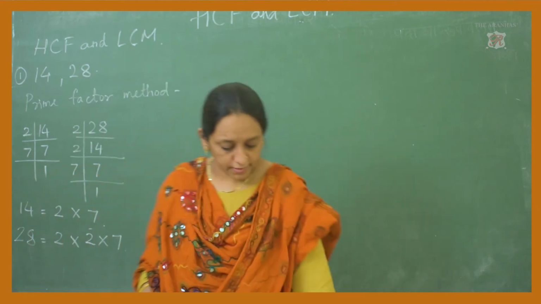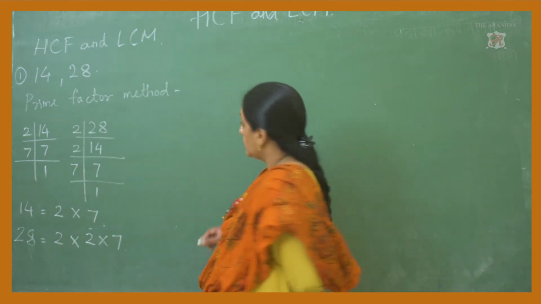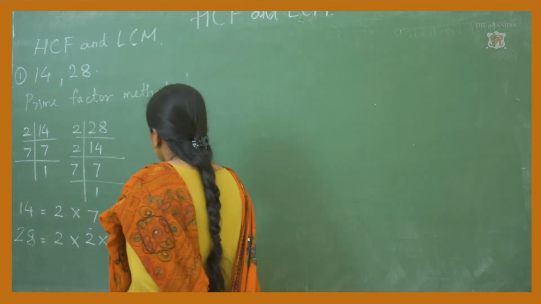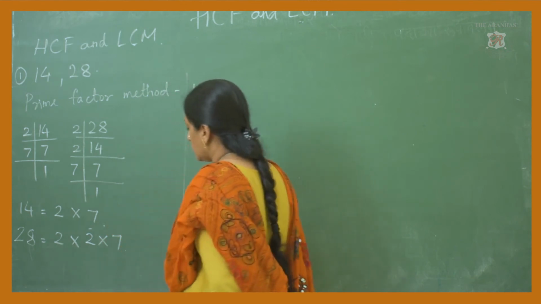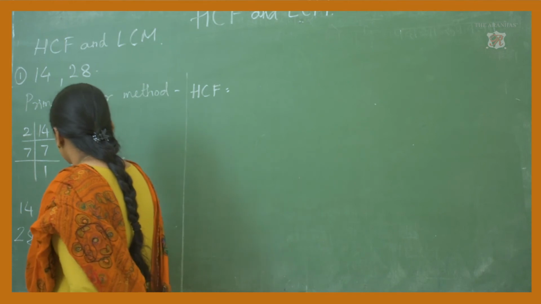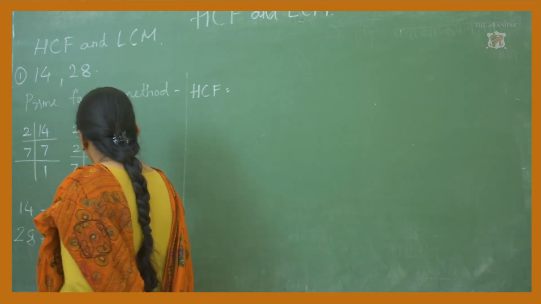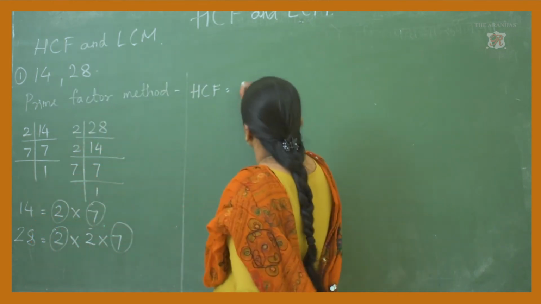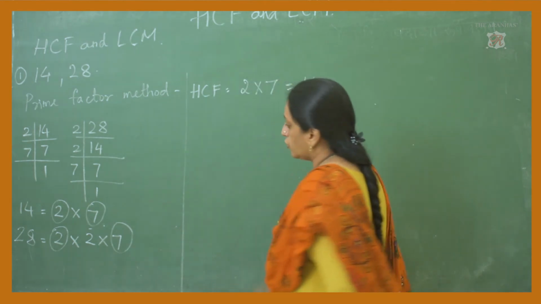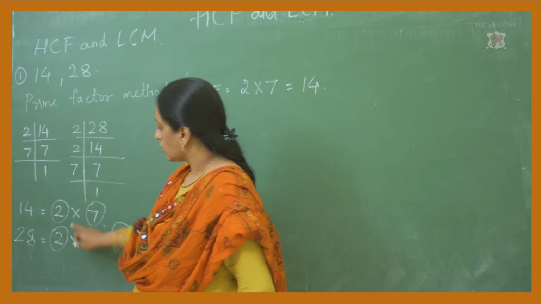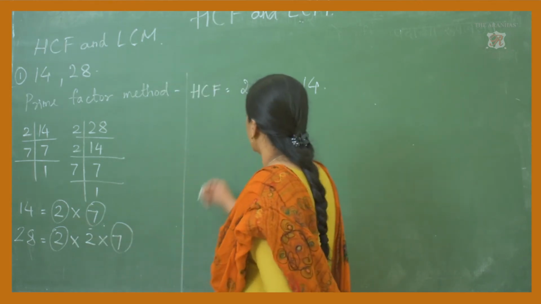Now you are told to find the HCF and LCM. After doing the prime factor form, the HCF is equal to 2, 2, 7, 7. The HCF will be 2 multiplied by 7, that is equal to 14. For the HCF you take only the common factors of both of them.